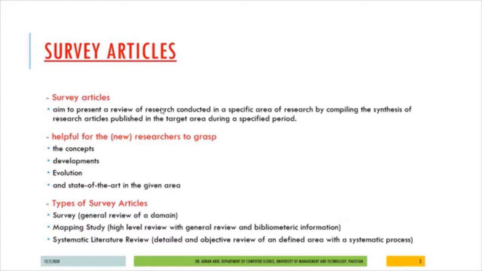So what we try to do in survey articles is that we grab the research published in well-reputed venues about a particular topic, and then we compile and synthesize that research to come up with a single article that effectively is a representation or a summary of the work being done in a given area for, say, the last 10 years or 5 years.